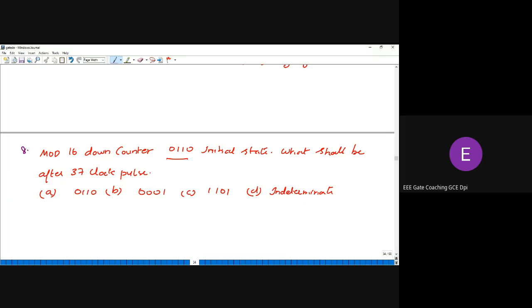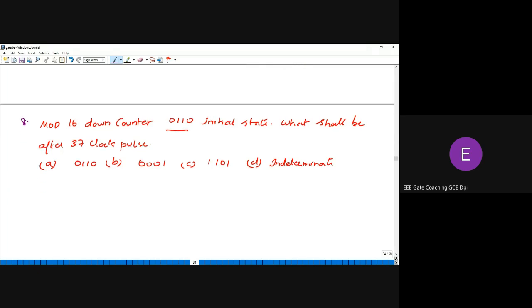Next, mod 16 down counter. Initial state is 0 1 1 0. What will be the state after 37 clock pulse? So what is the initial state? Initial state is nothing but 0 1 1 0. Yeah. So the decimal count of this number is 6. Right?